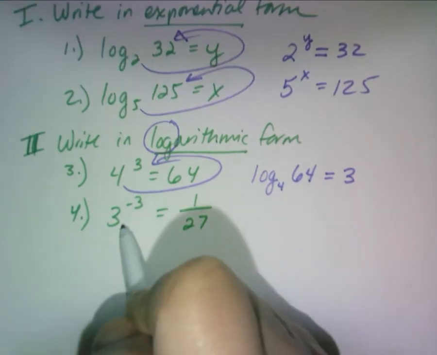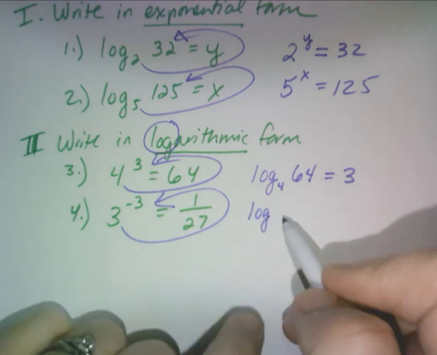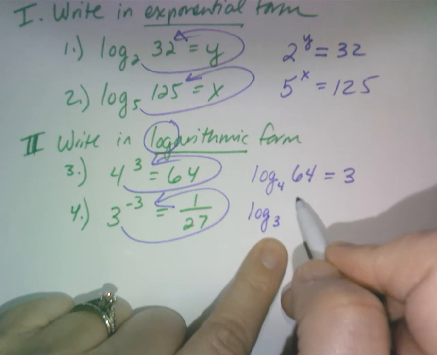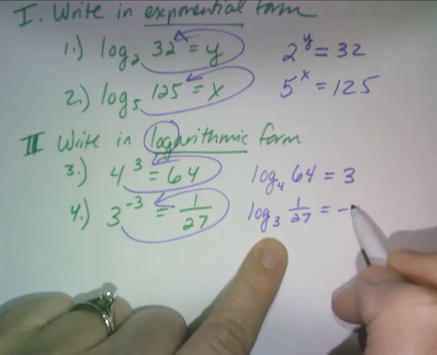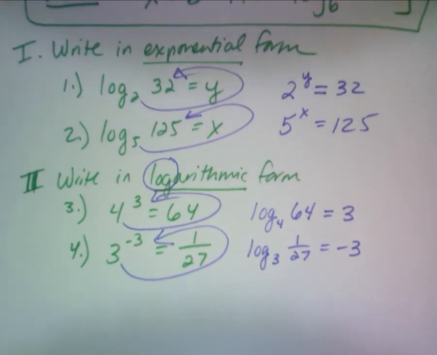Okay, now let's do it again. Zoop! So I write the word log. What would be my little number base down here? 3. What would be the bigger number next to it? 27. And what would it equal? -3.